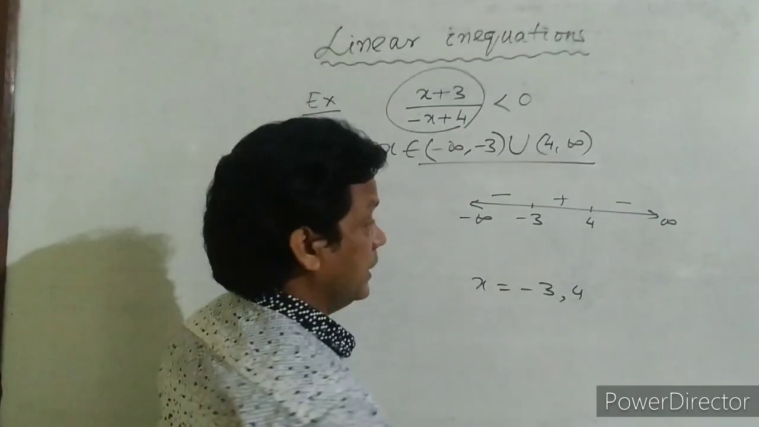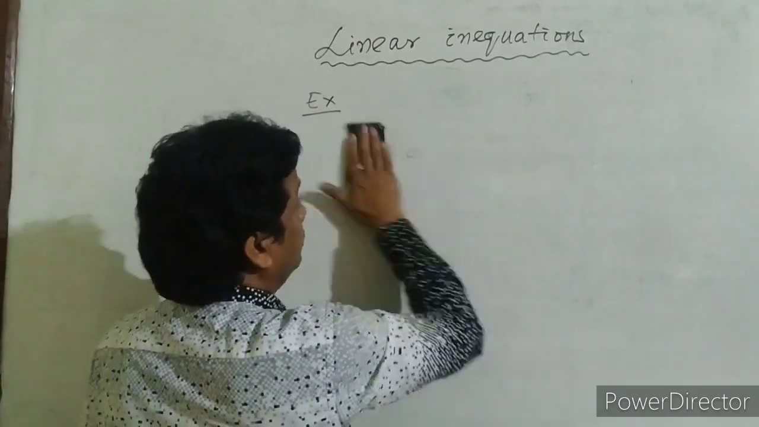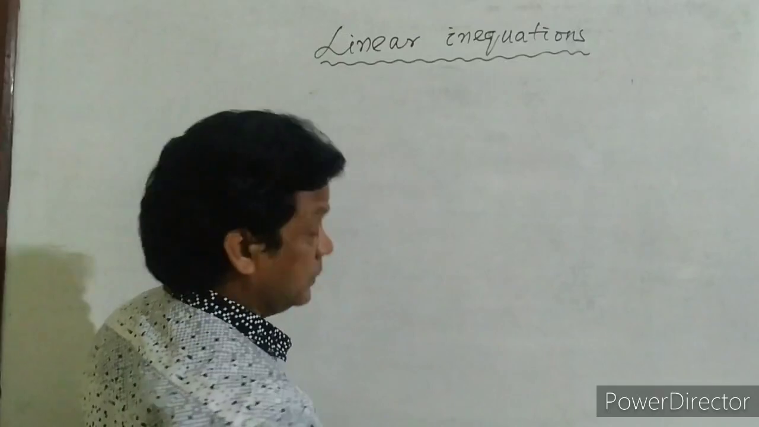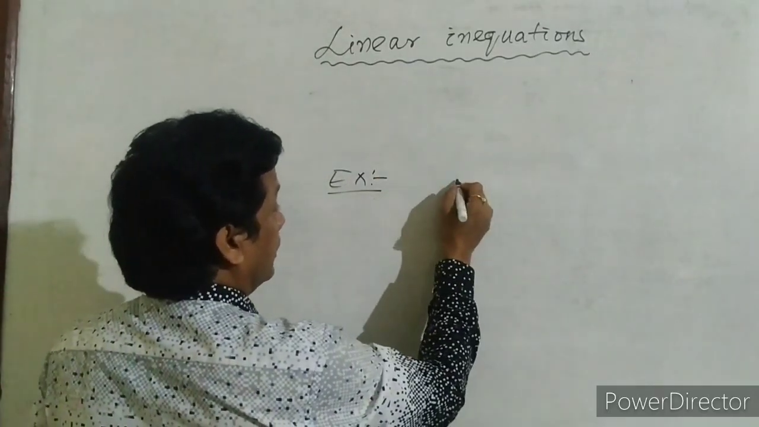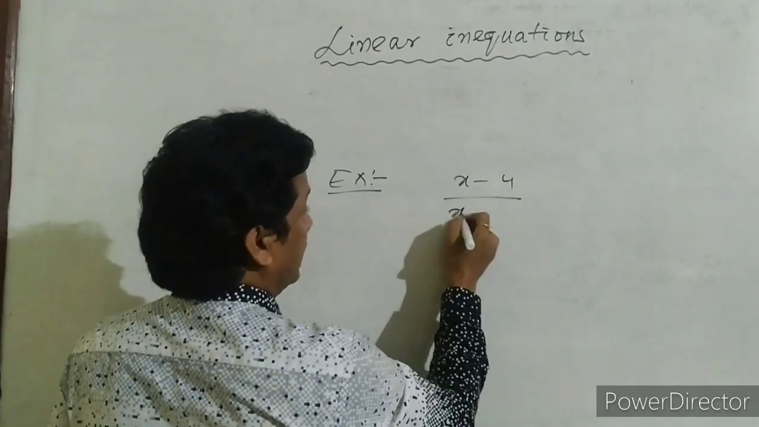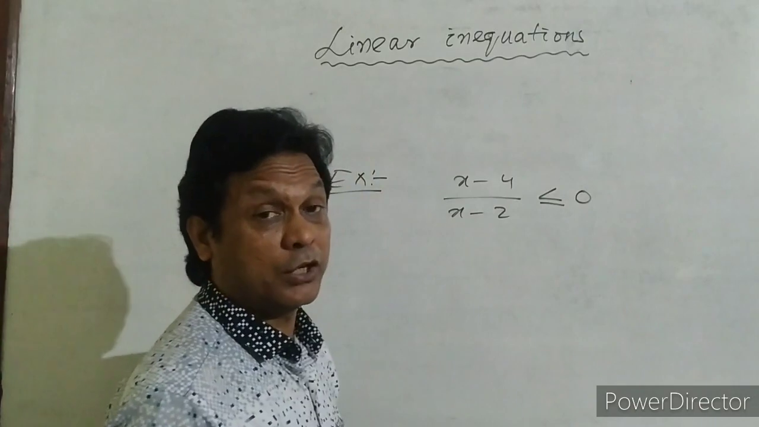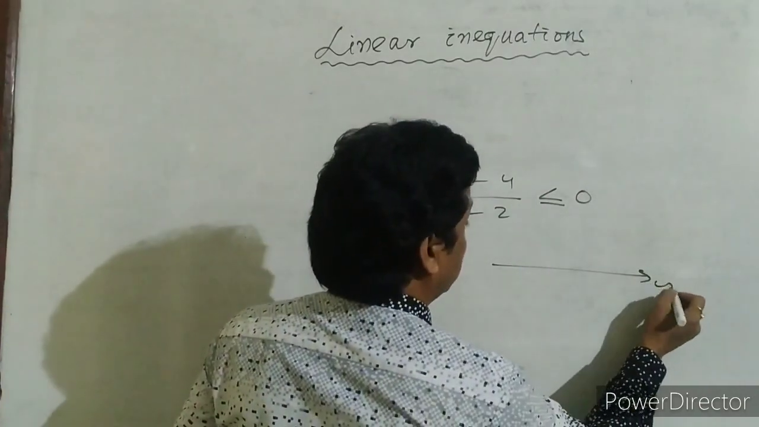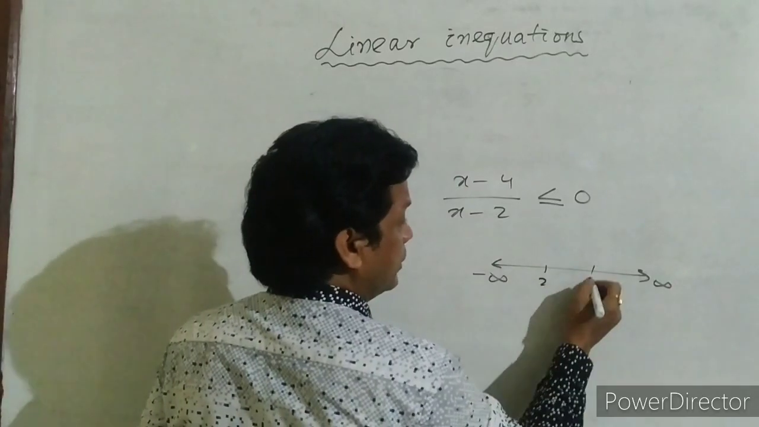Okay. Now see here. Another question I am going to tell you. (x - 4)/(x - 2) less than or equal to 0. Less than or equal to 0. See, what are the critical points? x is equal to 4, x is equal to 2. So this is 2, this is 4.